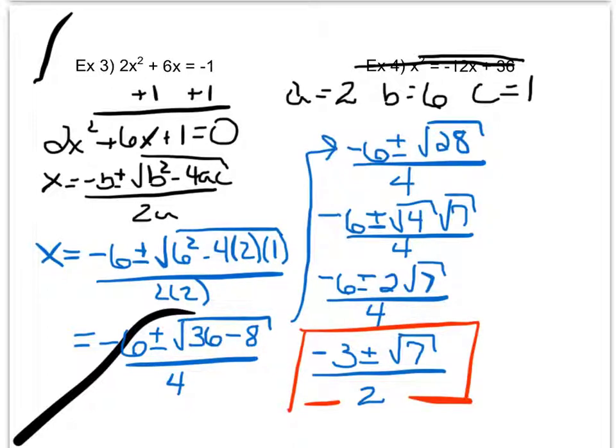I could use my calculator to approximate my two solutions, one of them being -3 plus the square root of 7 all over 2, the other one being -3 minus the square root of 7 over 2, but I am going to leave it in my exact form.